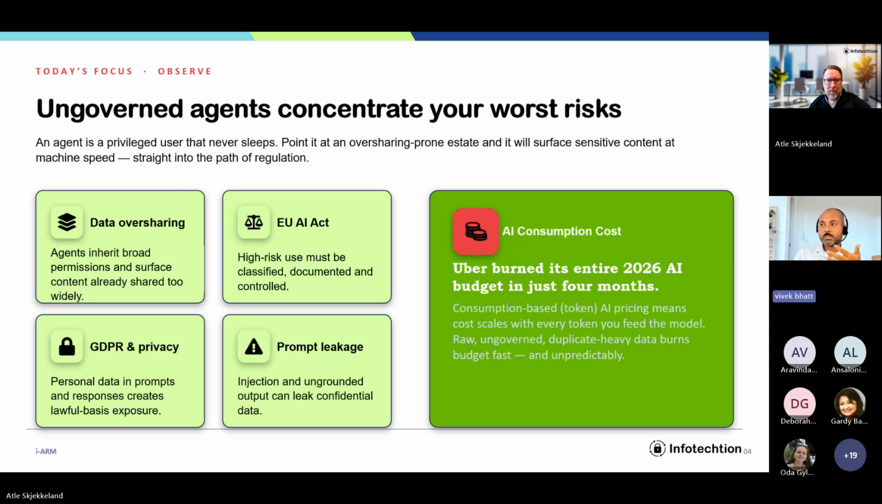So the main message on this screen is that the price of using AI has a lot hidden into it. It's very complicated to understand. Every token you feed the model is going to generate a cost. And the biggest challenge there is raw, ungoverned data, which the agents are going to consume, is going to burn that budget fast.